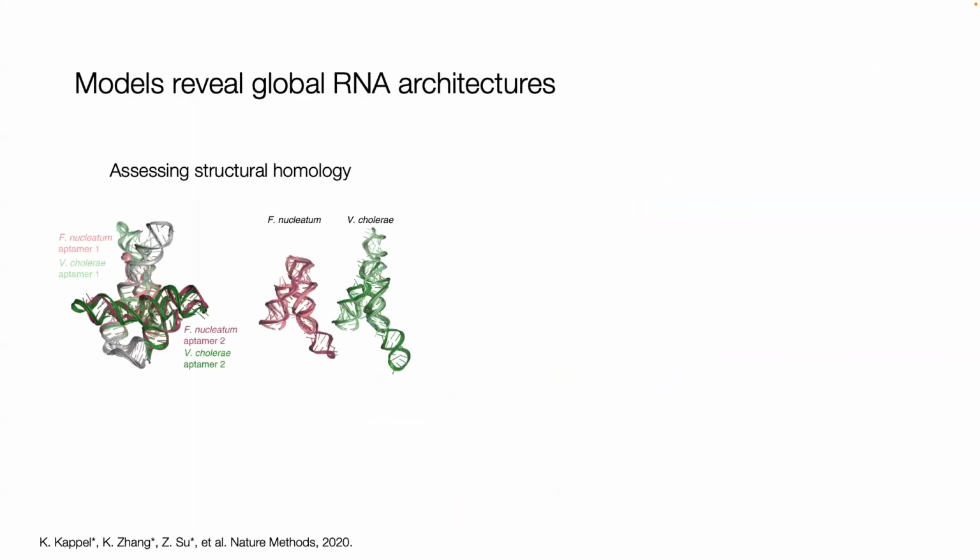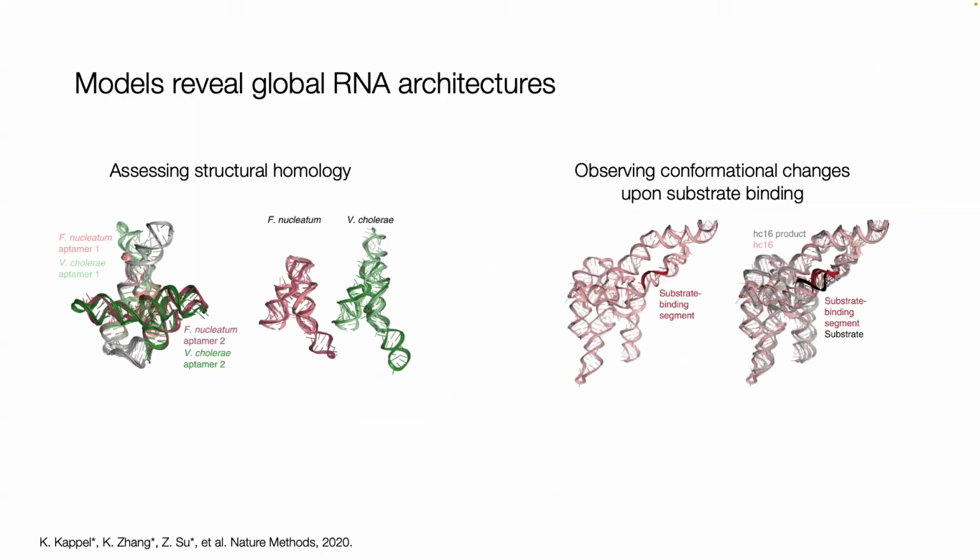So we're able to look at 2 very different RNA sequences and see that actually they're extremely structurally homologous. So they fold up into almost the exact same 3-dimensional structure despite having totally different sequences. So we're able to really robustly assess structural homology. We can also really robustly observe conformational changes upon substrate binding. So here we're looking at a ribozyme before and after it binds to its substrate. We can see exactly where the substrate binds and the global conformational changes that need to occur for that binding to happen.